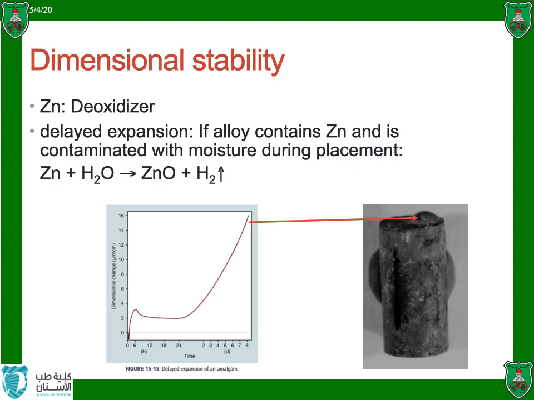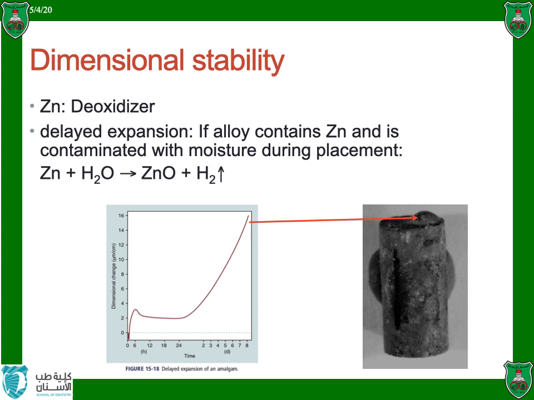Another thing we spoke about last time is the zinc containing amalgam. We say that zinc is used as a deoxidizer. However, when we have contamination of a zinc containing amalgam restoration, then we will have something called delayed expansion, which means after a few days the restoration will start to expand and it might come out from the cavity that you have placed it in.